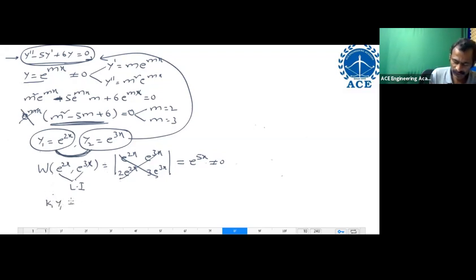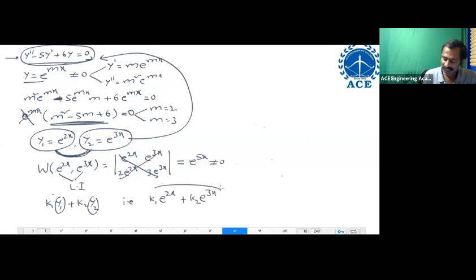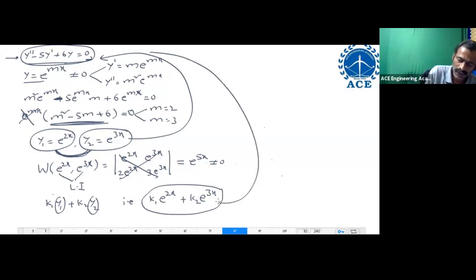K1 into y1 plus K2 into y2. It is a linear combination of two independent solutions. That is K1 into e power 2x plus K2 into e power 3x. K1, K2 are constants. This is the linear combination of two solutions only. This linear combination is also one of the solutions of this equation. A second order equation has two linearly independent solutions, and the linear combination of these two independent solutions is also one solution. And this solution is called the complementary function, CF or YC.